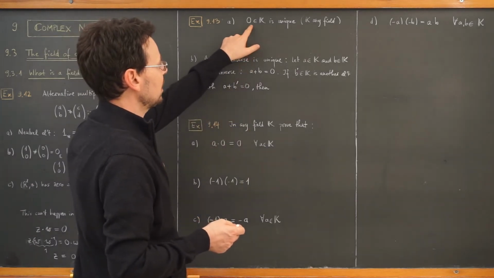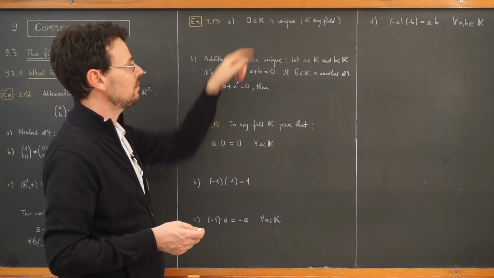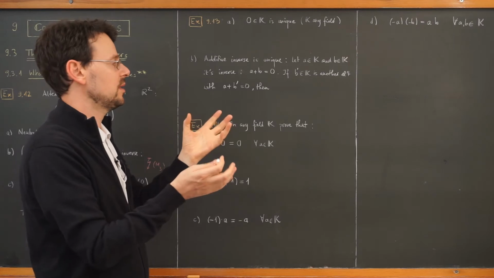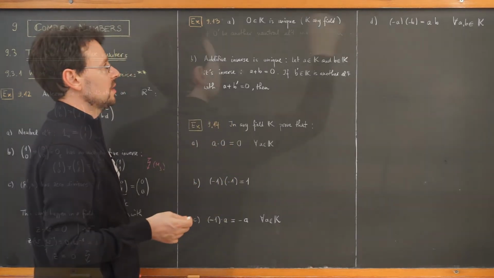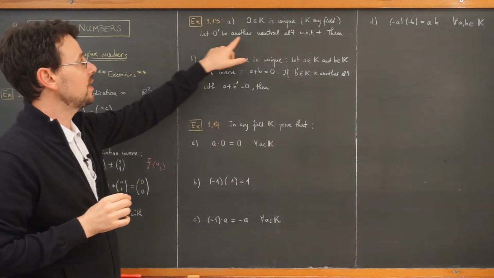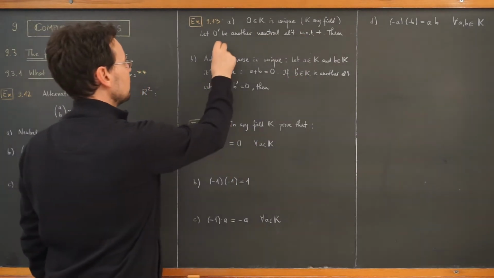First of all, I claim that the neutral element of addition is unique. So if you have found one candidate for a neutral element, you already know this is the one. There's no other element. And the proof goes like that. Assume that 0 prime is another neutral element with respect to addition. Then we have the following.